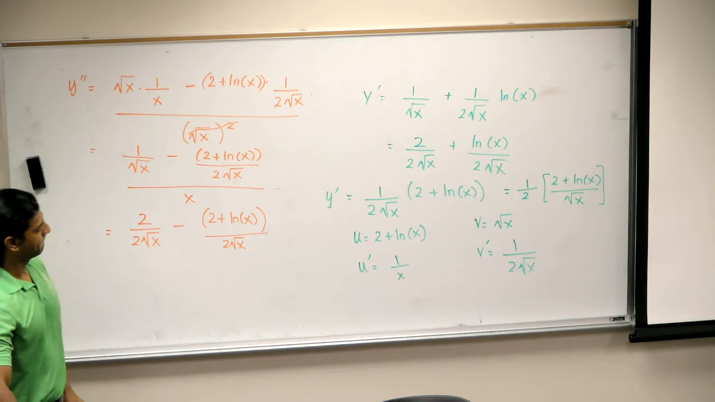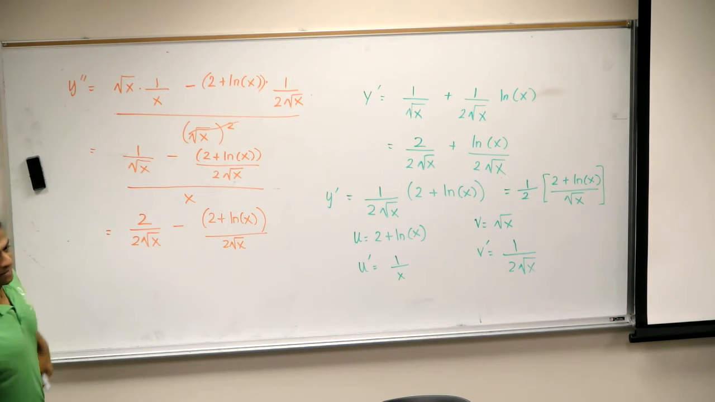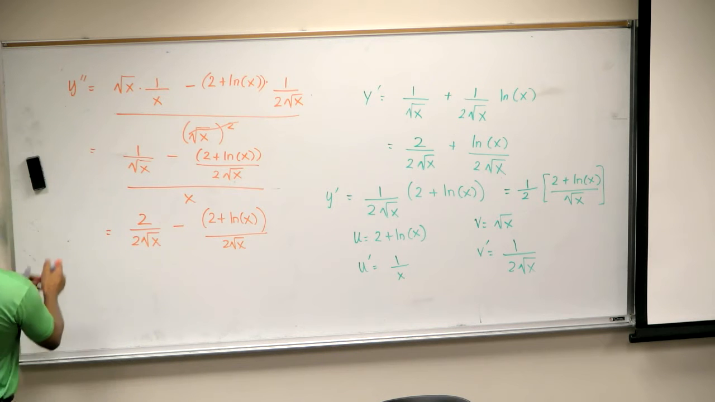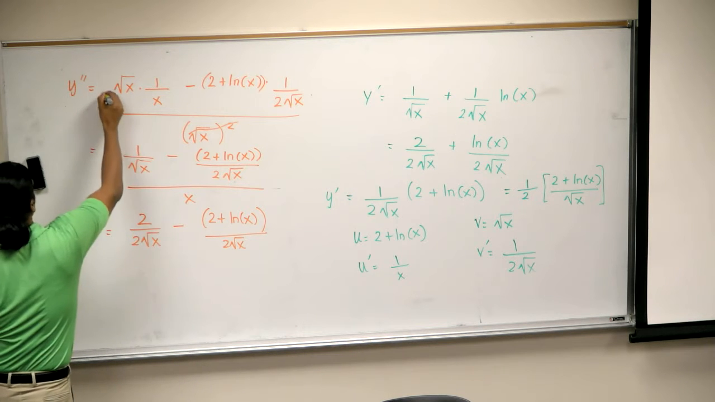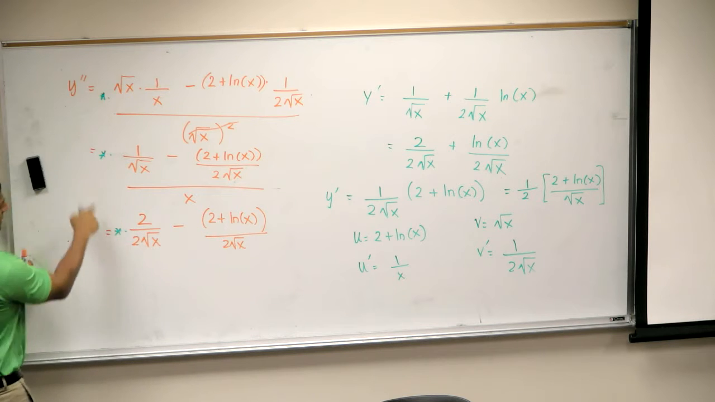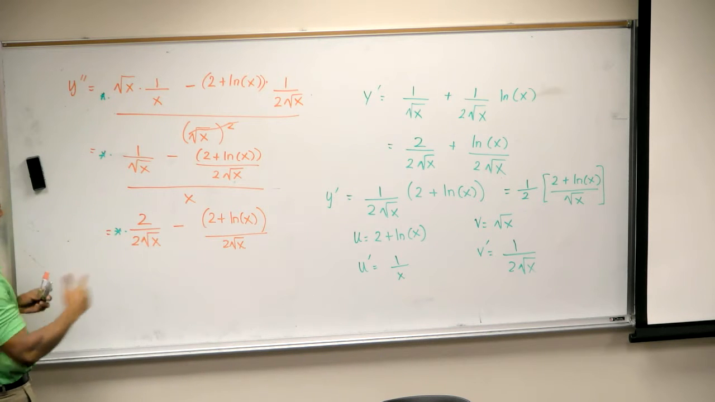You never did anything with the 1/2. I'll throw that in at the very end. So I'm saving it for the very last step. So let's put a star so that I don't forget. That star is for that 1/2. It's going to come into place.